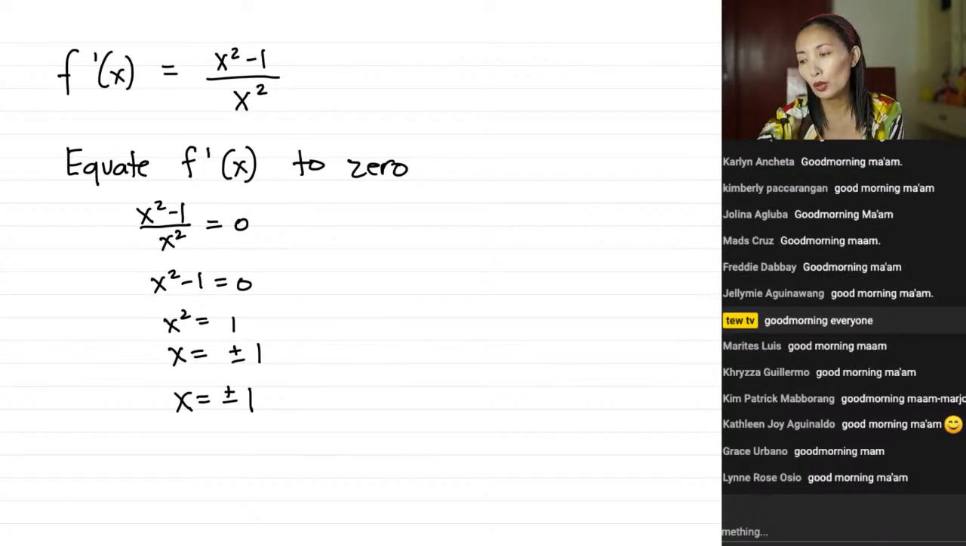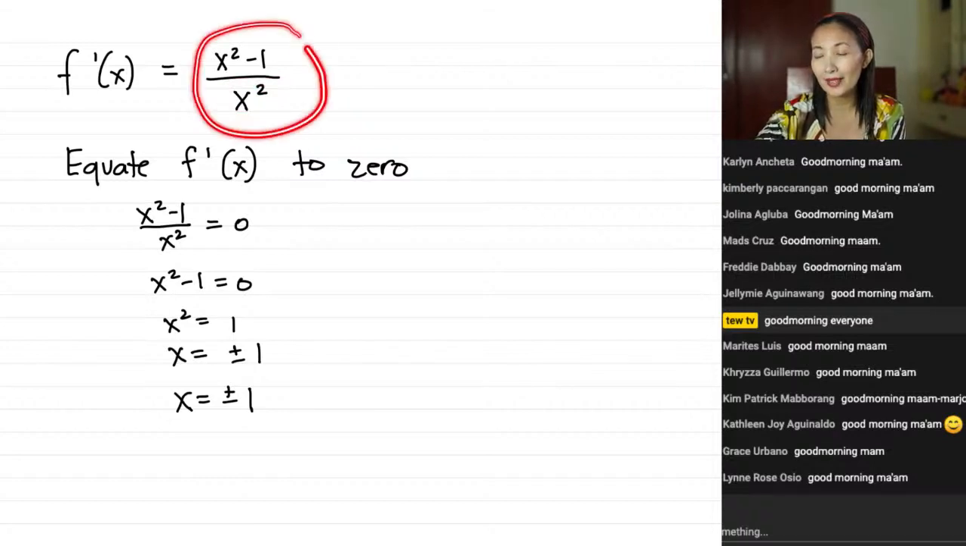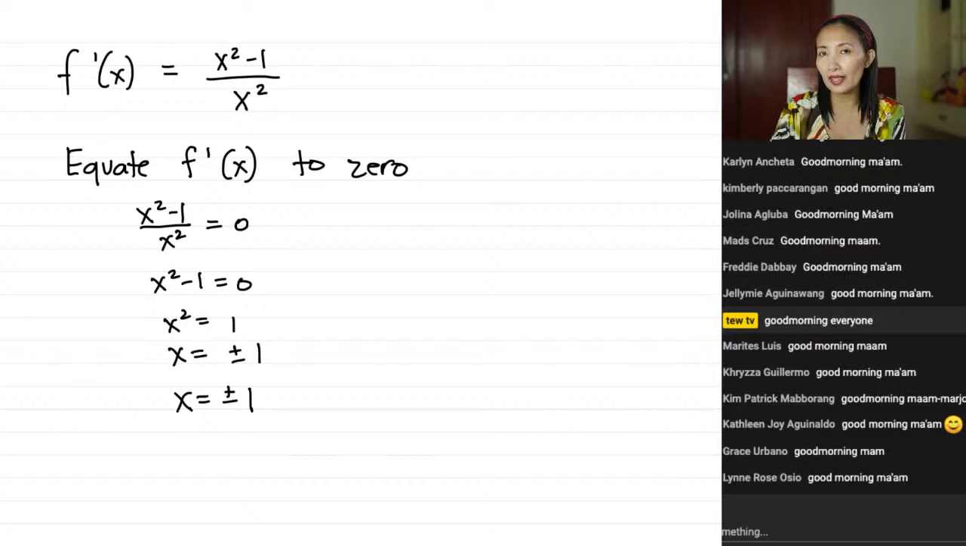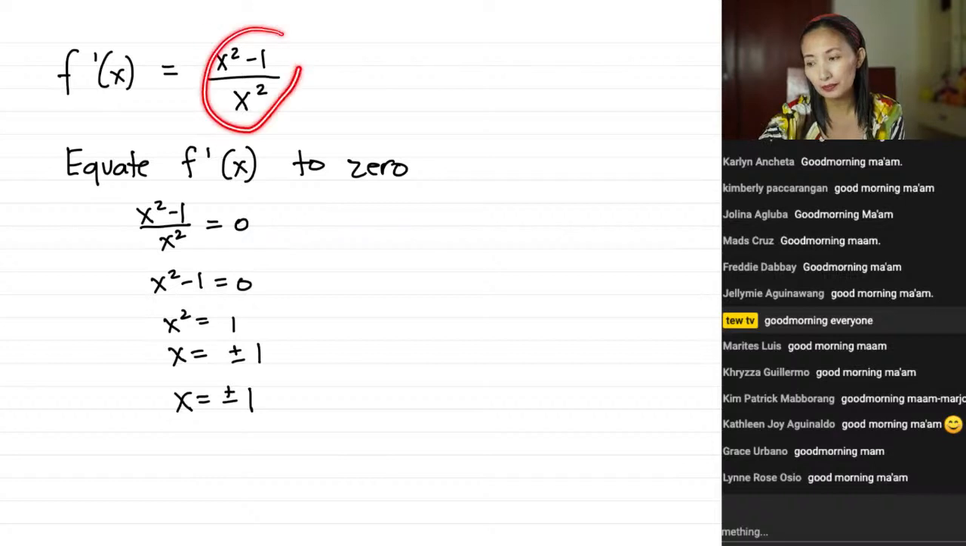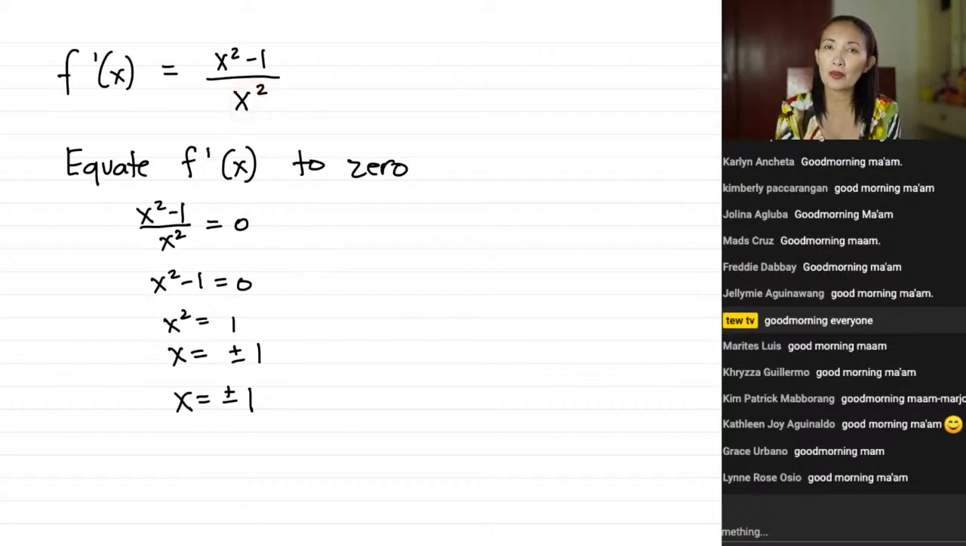Now, going back, look at your first derivative. What can you say about the denominator? Is there a value of x that will make this undefined or does not exist? Particularly pay attention to the denominator. Take note that the denominator cannot be 0, because the moment the denominator is 0, then f prime of x is undefined, does not exist. So there is one more critical value, and that is 0.